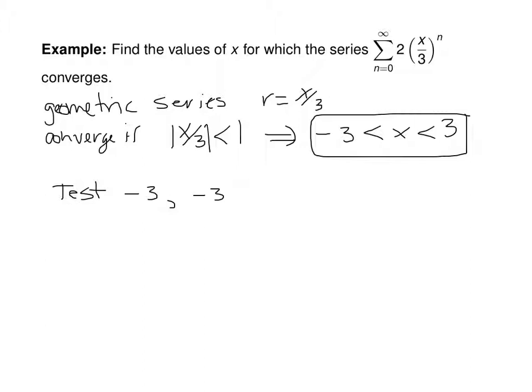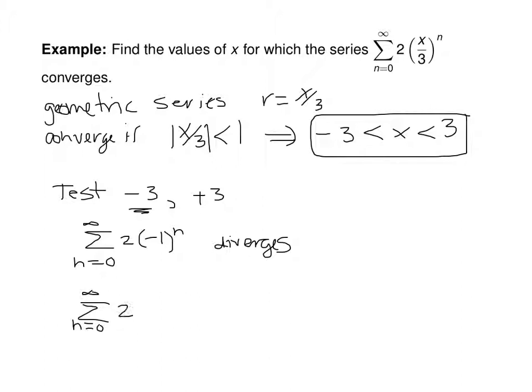So if you tested -3, this becomes the sum from n equals 0 to infinity of 2 times -1 to the n. And this diverges, by the test for divergence, because the terms oscillate between +2 and -2. And if you test +3, we have the sum from n equals 0 to infinity of 2 times 1 to the n, which also diverges. So this series converges only for x values between -3 and +3.